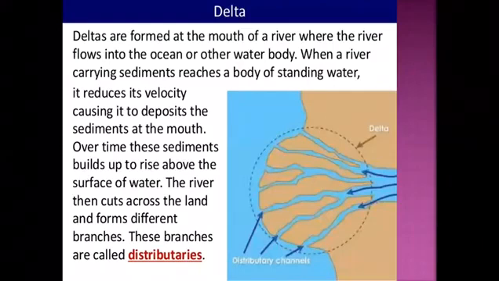The next formation of the river is the delta. A delta basically is formed at the mouth of a river where it flows into the ocean or another water body. Over time, these sediments build up to rise above the surface of the water. The river then cuts across the land and forms different branches. These branches are known as distributaries.